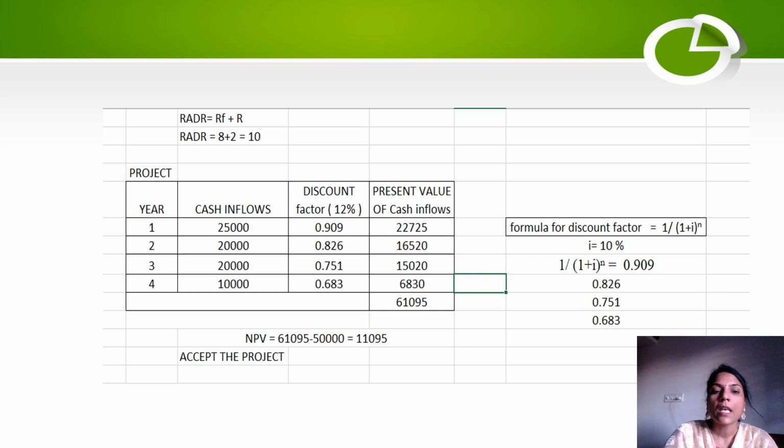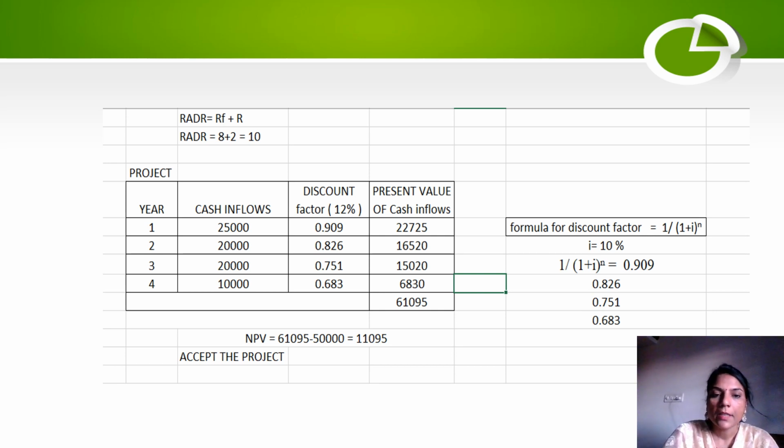For the first year, the cash inflow is 25,000 and the discounting factor at 10% is 0.909. So 25,000 multiplied by 0.909 gives 22,725. Second year, cash inflows are 20,000 and the discounting factor is 0.826. So 20,000 multiplied by 0.826, the present value of cash inflows becomes 16,520. In the third year, the cash inflows are again 20,000, but the discounting factor is 0.751. So the present value of cash inflows becomes 15,020 rupees.